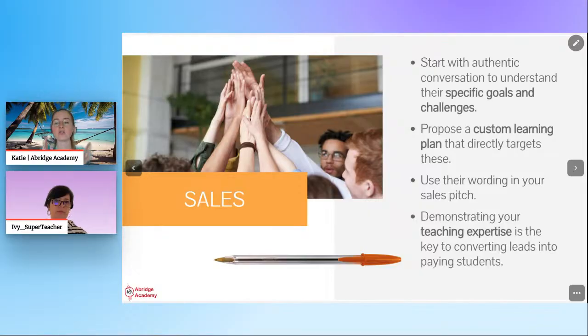If they tell you they struggle with speaking more confidently in class, your wording for your sales pitch would then be, "I will help you speak more confidently in class by..." Use the exact phrasing that they themselves are using to describe the challenges or goals that they have. And ultimately, being a great teacher is what's going to help you convert leads into actual paying students.